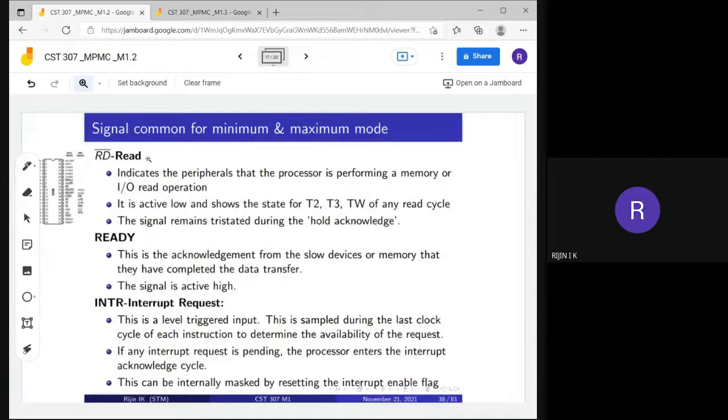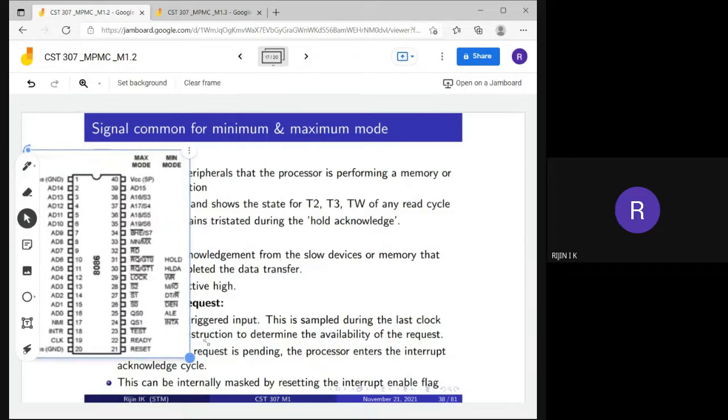Then the next pin is the read pin. This one, pin number 32, is the read pin.